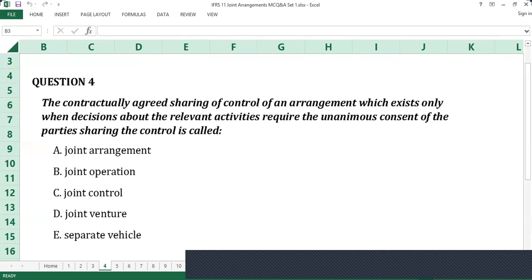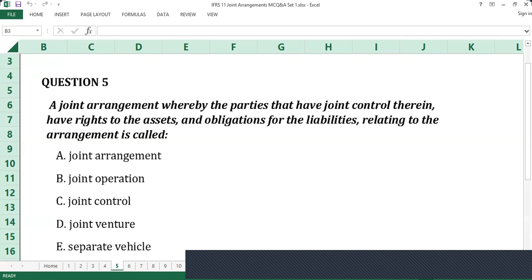Ten seconds gone. 20 seconds gone. Time up. The answer to question number 4 is C, joint control. The wording in the question is the definition of joint control in the standard. C is the answer to question number 4.